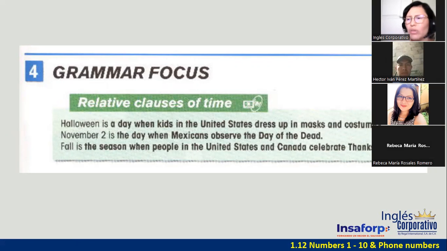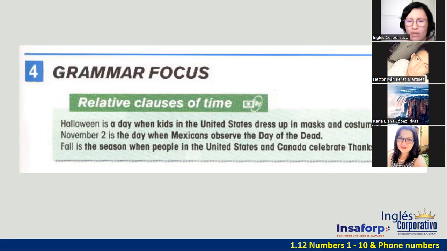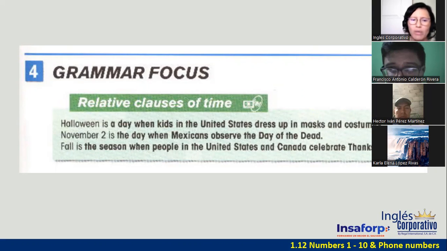What type of clauses do we have? ¿Qué tipo de cláusulas tenemos, chicos? ¿Cuáles son los dos tipos de cláusulas que tenemos? ¿Alguien sabe cuáles son los dos? Relative clauses and about the time and the place. Okay, yes, I mean, esas son las que estamos hablando acá. Pero tenemos dos tipos de cláusulas. No, ahorita se las comparto mejor por WhatsApp. Váyanse al WhatsApp, por favor.